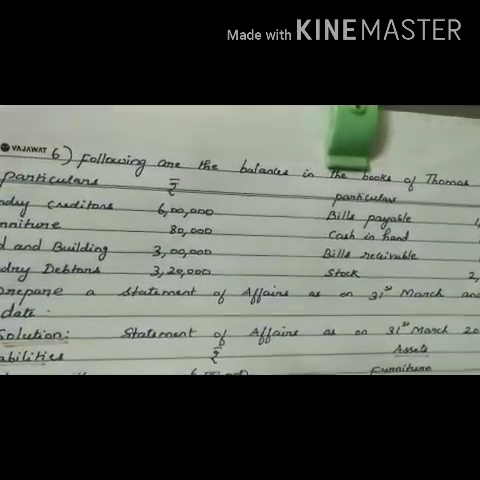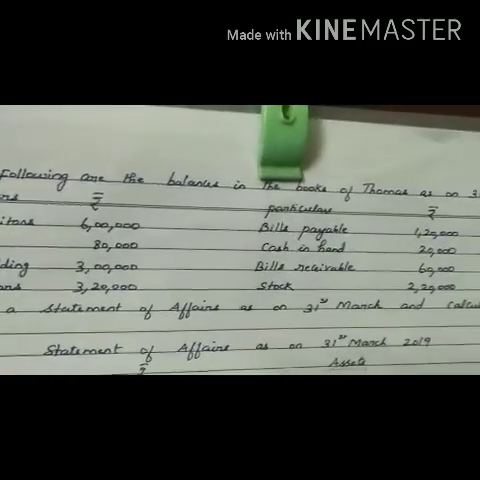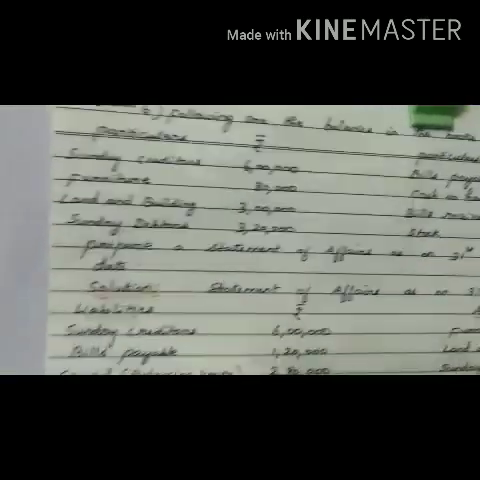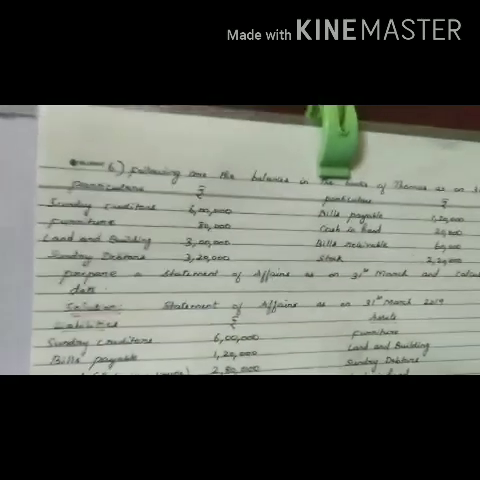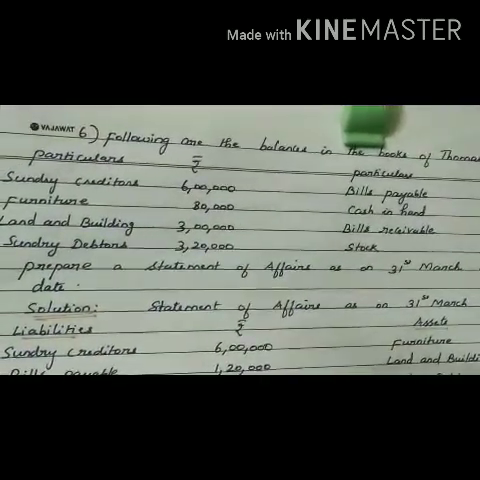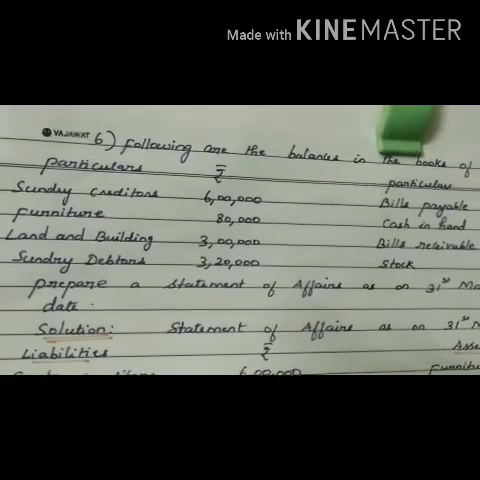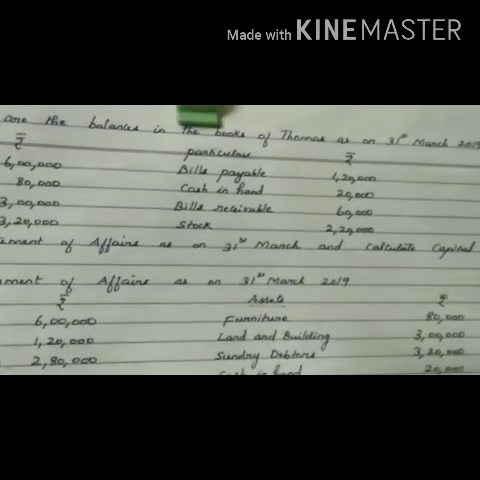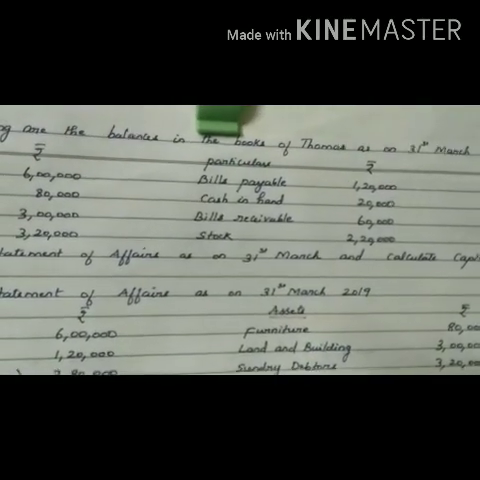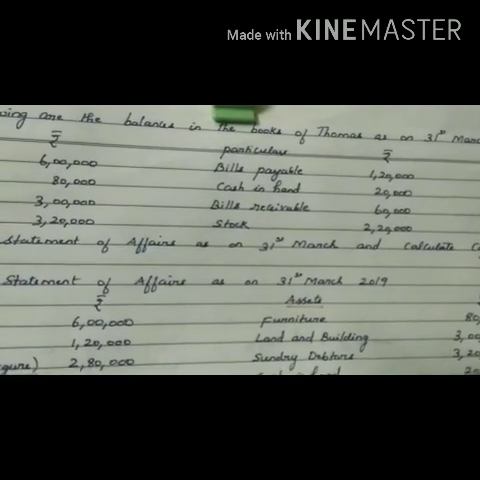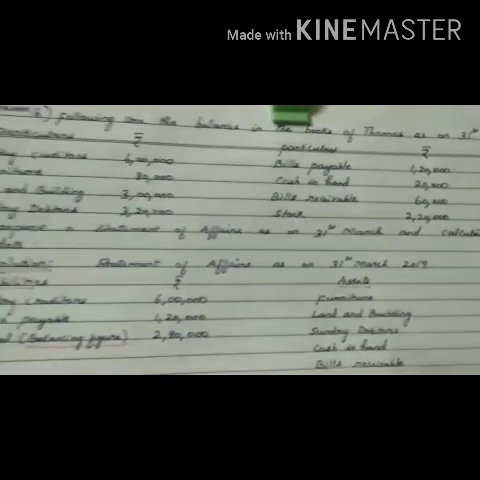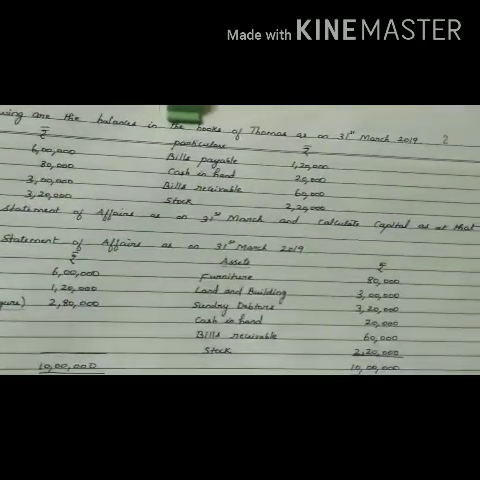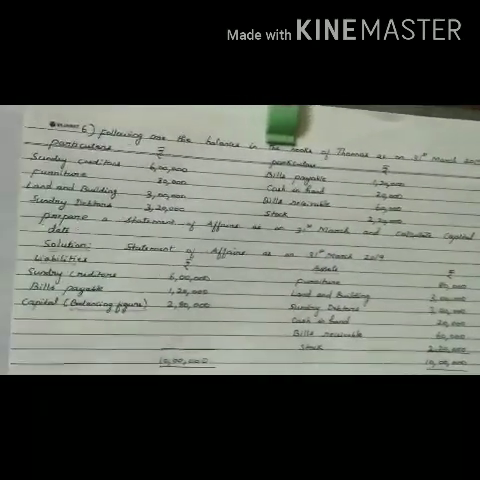The next problem. Following are the balances in the books of Thomas as on 31st March 2019. So they have given the following information: sundry creditors 6 lakhs, furniture 80,000, land and building 3 lakhs, sundry debtors 3 lakh 20,000, bills payable 1 lakh 20,000, cash in hand 20,000, bills receivable 60,000, stock 2 lakh 20,000. Prepare a statement of affairs as on 31st March and calculate capital as on that date.